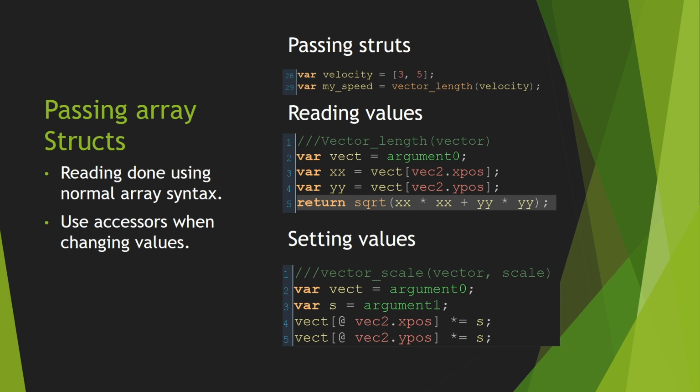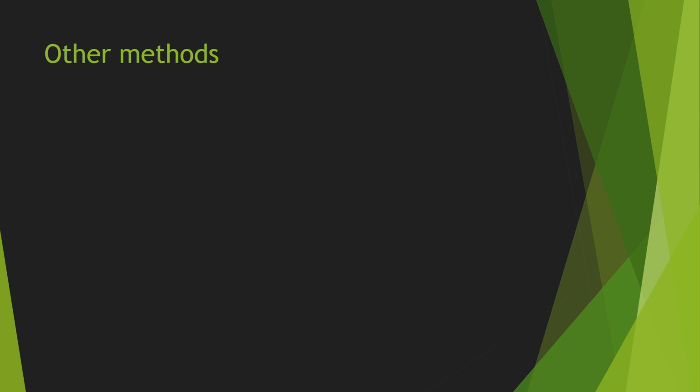If you do want to modify the original copy, which we will want to do with structs, you need to use accessors, which is this little at symbol you see inside the array. So make sure you use that. Otherwise, you're going to get some really, really weird behavior. So this is pretty much it for using arrays as structs. It's a pretty simple and neat idea.